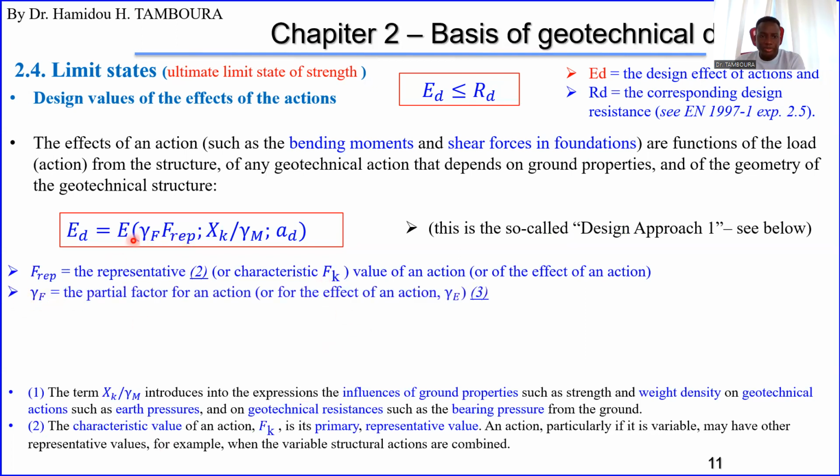And this one, gamma F, is the partial factor for action or effect of the action. The reason why we use this is very simple. It is just to minimize or maximize some force or some effect. This is the reason why these factors are used.